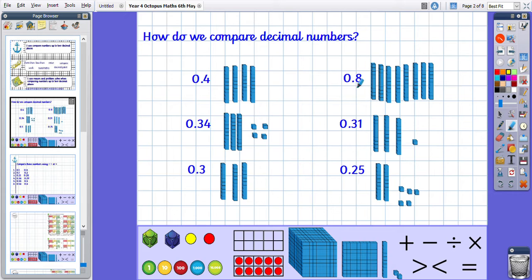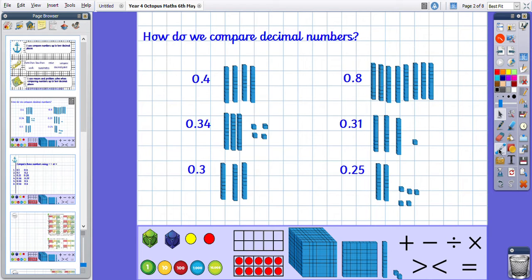So let's have a look at these two numbers at the top. So 0.4 and 0.8. Now I have represented my numbers using Deans, but you could also do it using counters. So 0.4, I know that this is in the tenths column, so I have got 4 tenths. This shows 1/10 and I've got 4 of them, 1, 2, 3, 4. So 0.4 is shown here using Deans. Now I've also got the number 0.8, which again is in the tenths column, so I know I have 8 tenths. 1, 2, 3, 4, 5, 6, 7, 8.